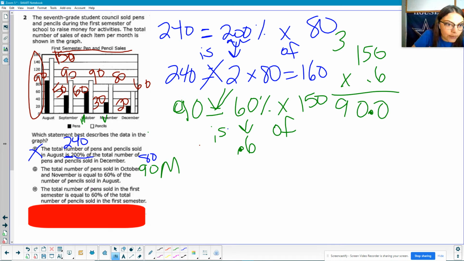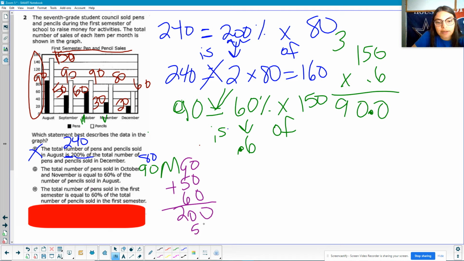So pens, we have 90, 50, 60, and let's split it off a little bit. That's 200, plus 30 and 20, which is 50. That's 250. So that is pens. Pens equals 250. Now let's do pencils.